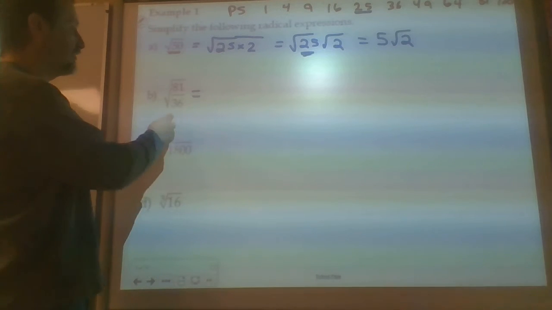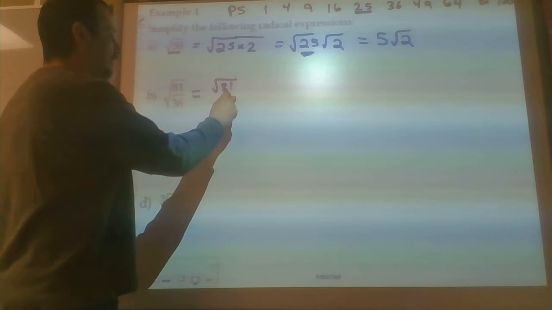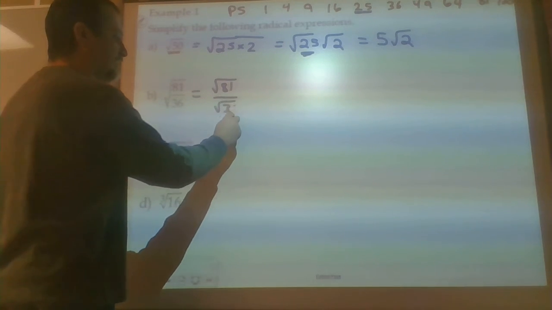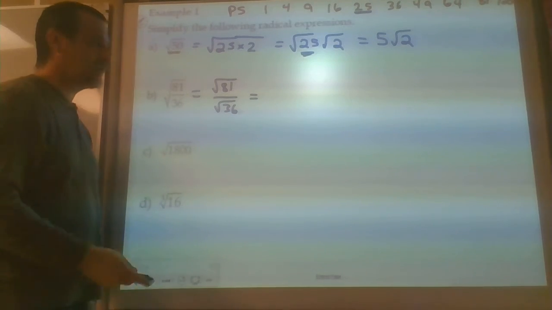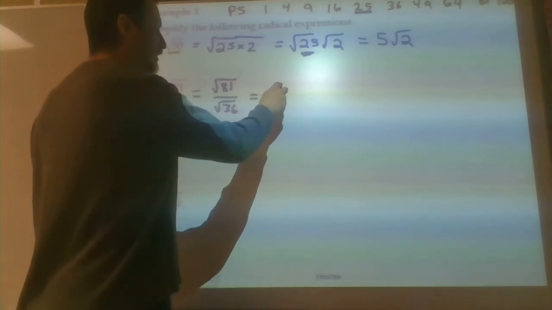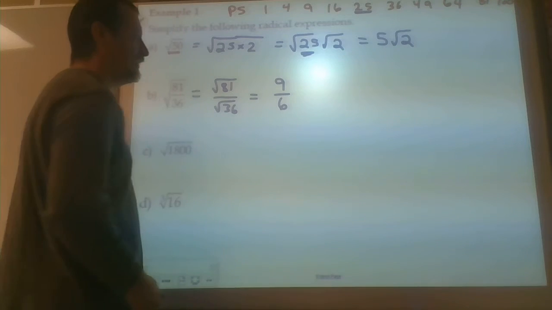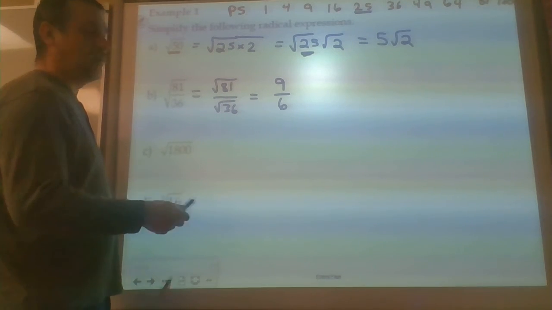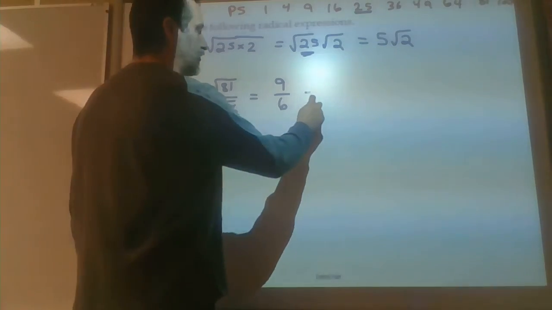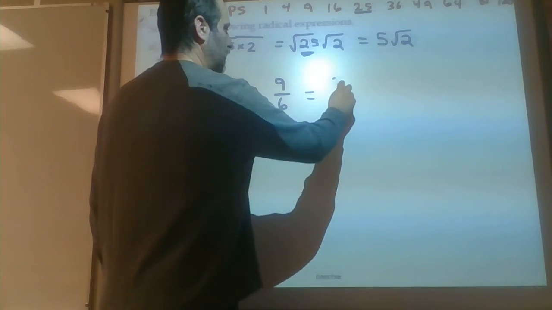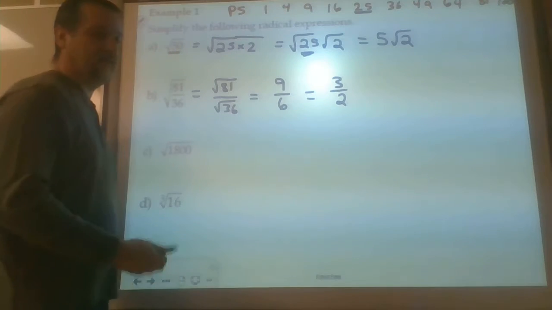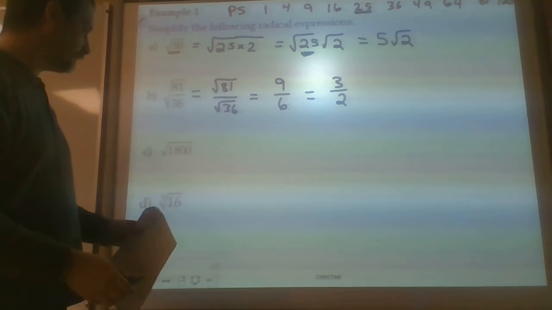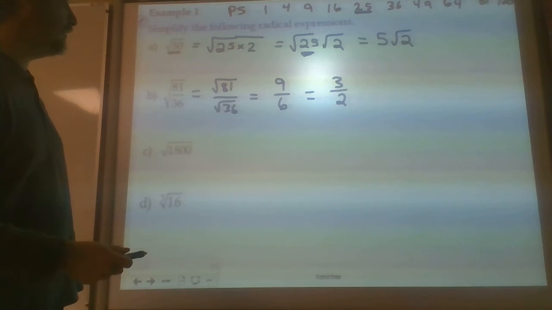As we can see here, we have the square root of 81 over the square root of 36. These are both perfect squares, so that's 9 over 6. The only thing is we can leave improper fractions, but we always simplify our fractions. So these are both divisible by 3, so that becomes 3 halves, and we would leave that as our final answer. The square root of 1800.